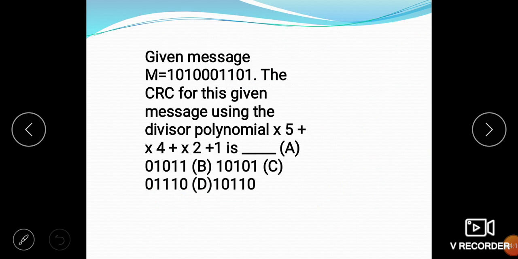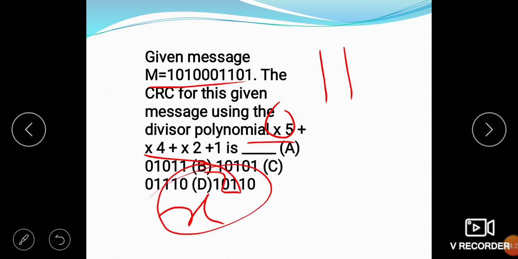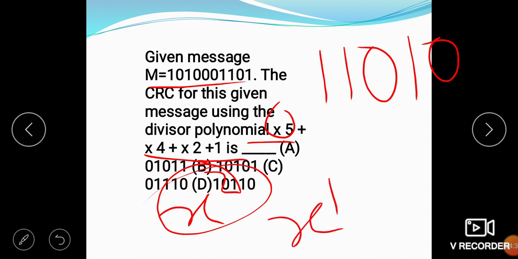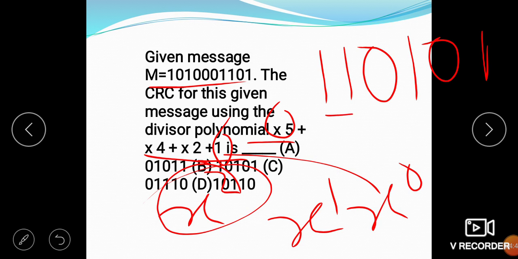Now next, in this type of question, the message and the divisor are given. So how do you write the divisor? Here 5 is given, so the x to the power 5 coefficient is 1, x to the power 4 is also 1. Then x to the power 3 is not given, and when it is not given, you have to put 0. Now x squared is given, so 1. Now x to the power 1 is not given, so you have to put 0. Now x to the power 0 is given, so 1. So this is the divisor.